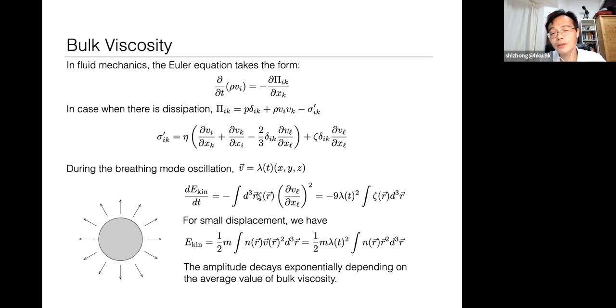How it damps the system: you can calculate how the kinetic energy is lost. If you have a small displacement, you can show that the kinetic energy will damp exponentially as a function of time, with a proportionality constant given by the averaged bulk viscosity. So this is one way that you can measure the bulk viscosity in the system: just look at how the amplitude of the oscillation damps as a function of time.